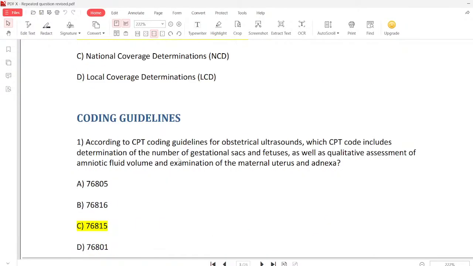Next is coding guidelines related. In this question, it's also a direct question, CPT coding guidelines related.